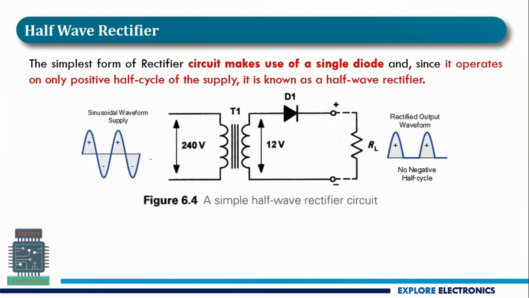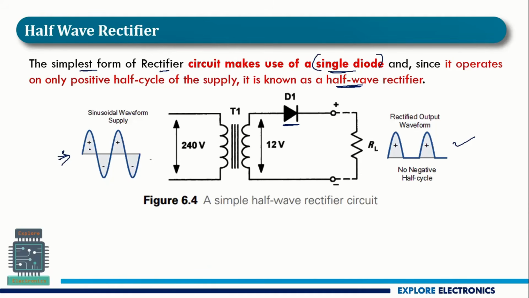So let us understand the half wave rectifier first. This half wave rectifier is the simplest form of rectifiers. This circuit makes use of a single diode. Only one diode we are using here in the design of half wave rectifier. And why this is called half wave rectifier means, if you see the output, this is the AC signal we are applying and this is the output we are getting.